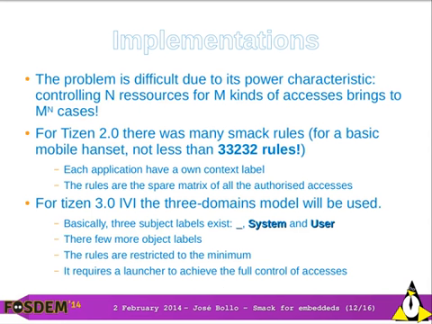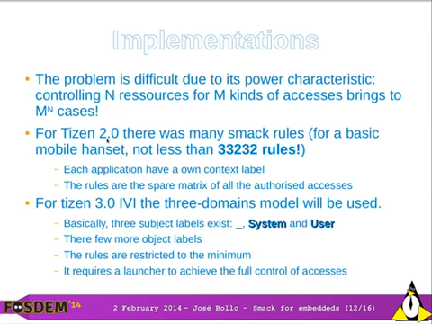Then, because Tizen has been using SMAC for 2 years now, we reached the difficulty of the problem. The problem is difficult because it has a power characteristic. Controlling several resources for several accesses is a big matrix problem that can have a power characteristic as seen here.